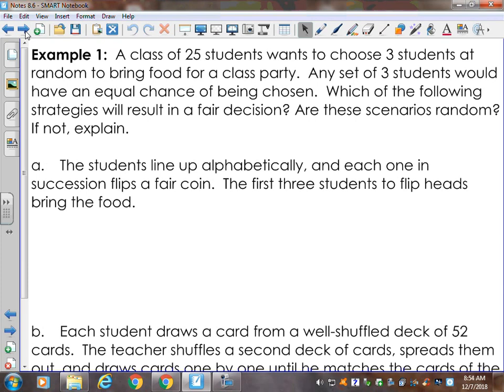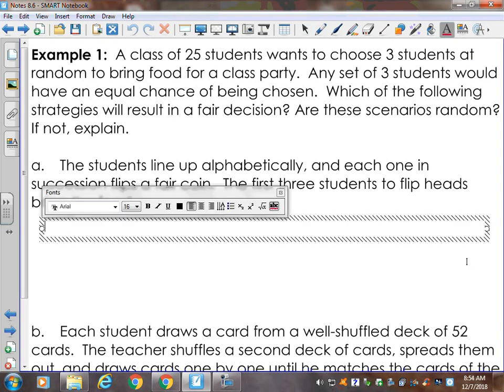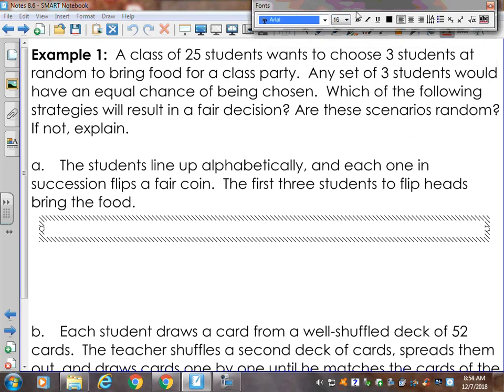So first, students line up alphabetically. Each one in succession flips a coin, and the first 3 students to flip a coin heads brings the food. Now, if you line these students up alphabetically, that's not very random. So as you go through, you're going to find that it not being very random, you don't have an equally likely chance. So this is not fair.